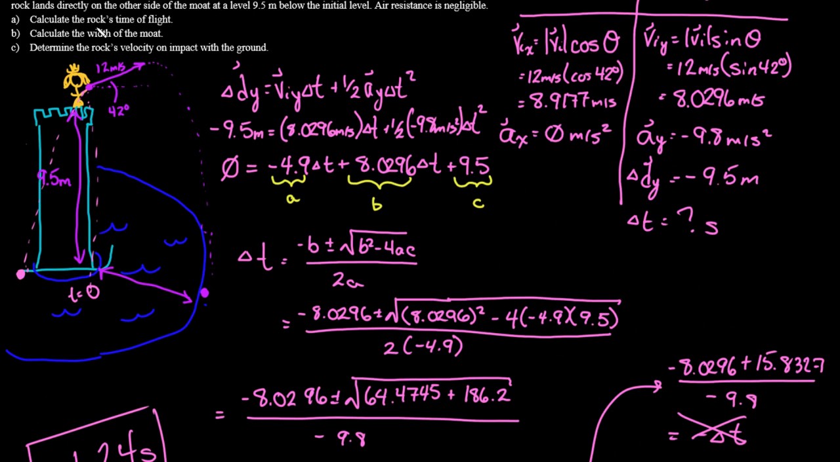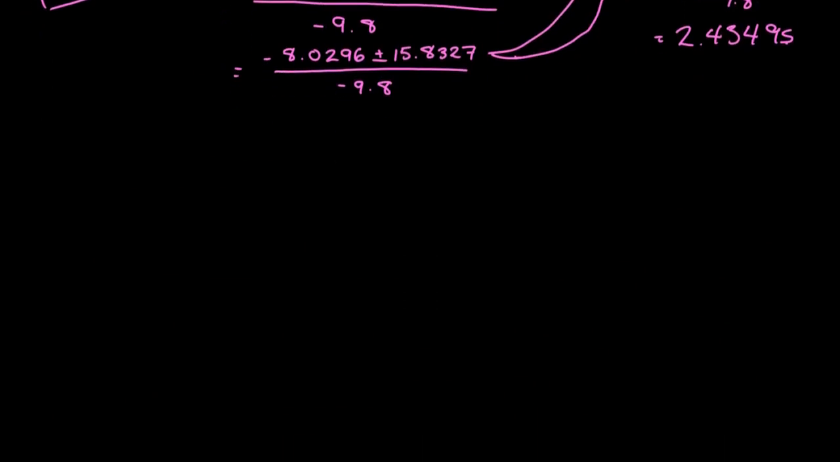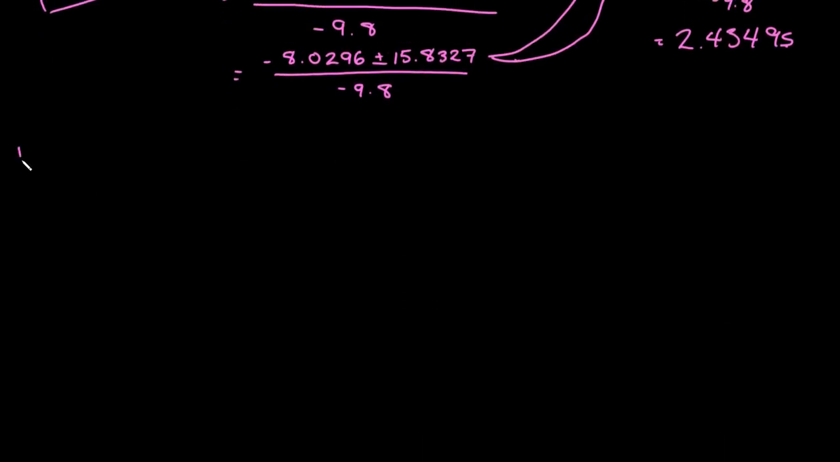Next, part B asks us to solve for the width of the moat. And because we're assuming that the rock landed right on the other side of the moat, technically what we're going to try to look for then is the displacement in the x direction. Okay? And remember, because of the variables we have, we're now using the exact same equation again. Only difference is we're now using it in the x direction.